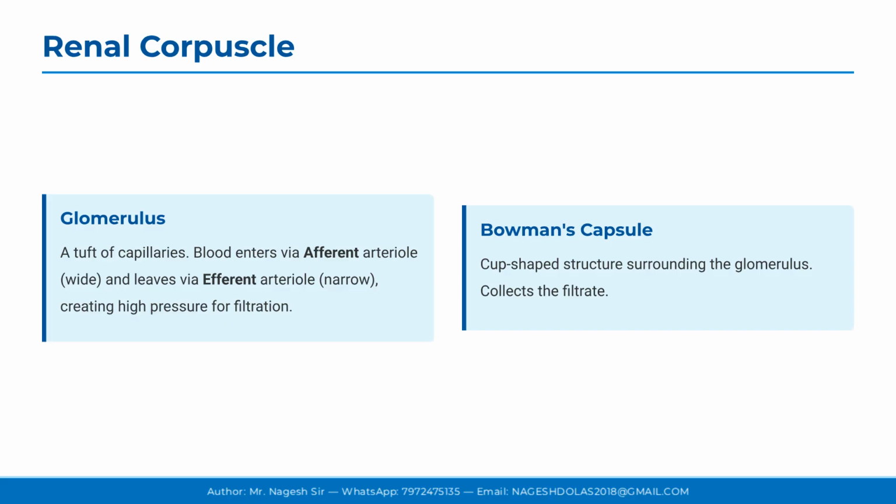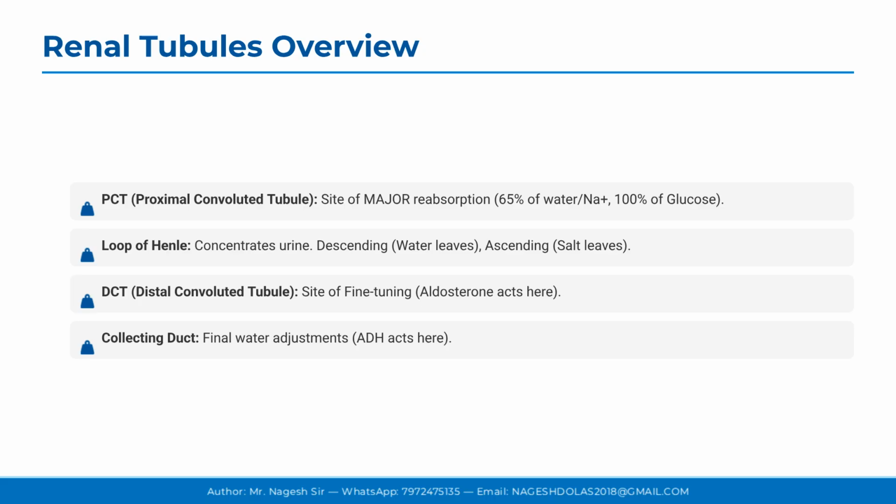The renal corpuscle includes the glomerulus, a capillary tuft, and Bowman's capsule, which collects the filtrate. High filtration pressure is generated by the wide afferent and narrow efferent arterioles. The renal tubules handle processing. The PCT is the site of major reabsorption. The loop of Henle concentrates urine. The DCT is where fine-tuning occurs, and the collecting duct makes final water adjustments via ADH.